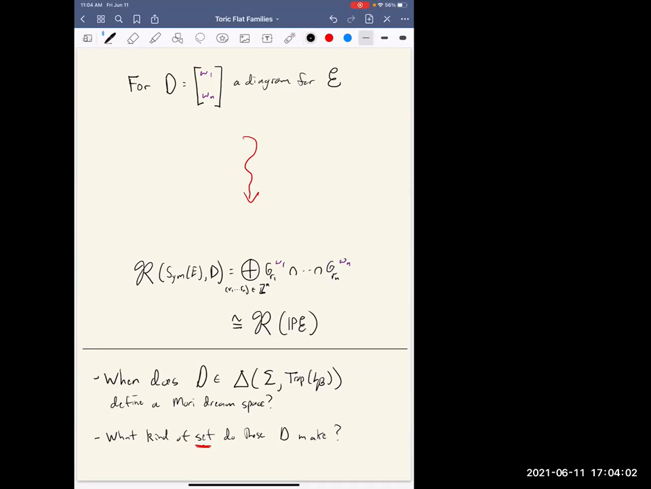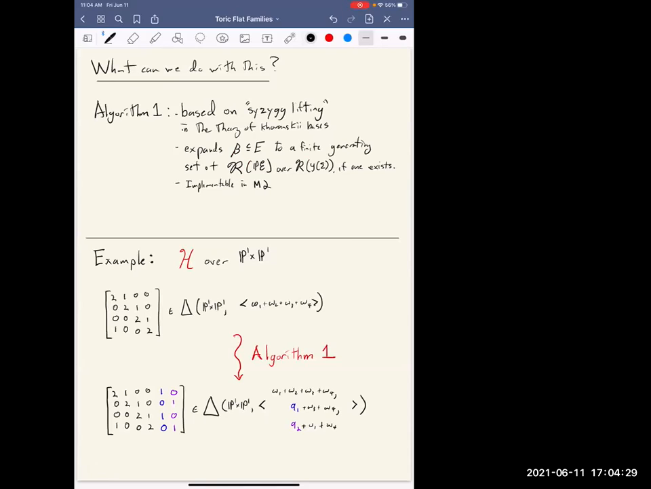We have a fan here of possible diagrams. If you look at the diagrams that define finitely generated Riesz algebras, what kind of geometry does that set have? Is it just some strange spray of rays inside the fan? Is it some strange fractal set, or does it have more structure? So those are the questions I want to talk about for the remainder of the talk.